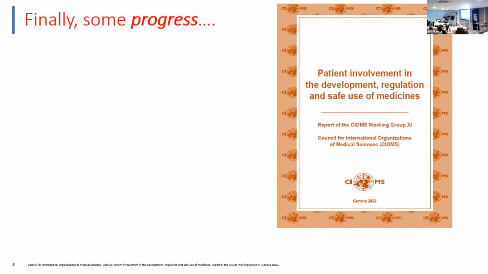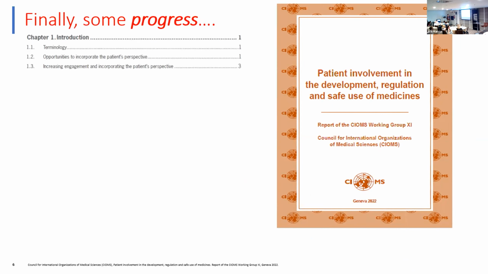So I came across this publication, I think 3 weeks ago, and I was really happy to see it. Finally, we're getting some progress in implementing patient-centric development into the pharmaceutical industry. So this guideline was published. It's from this year, of course, and it is stating patient involvement in the development, regulation, and safe use of medicines. And I just want to go through it very quickly.